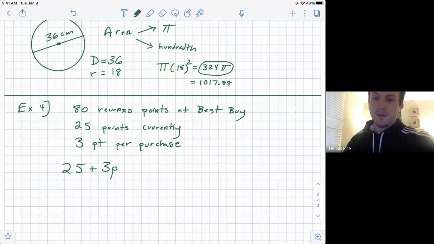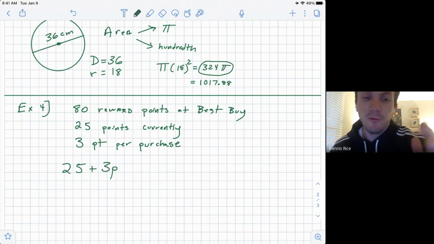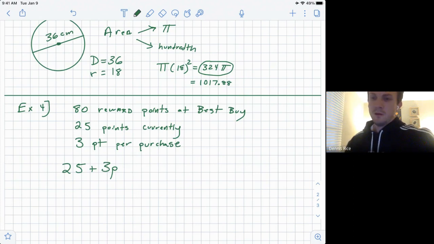Just be careful, Amelia. I know I'm writing shorthand, but let's write it as an inequality. So let's say we want at least 80 points. We want a minimum of 80 points. What symbol would we use? Good. Greater than or equal to. Okay. So this is what I'm talking about.